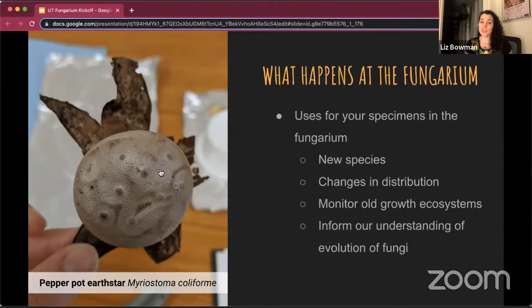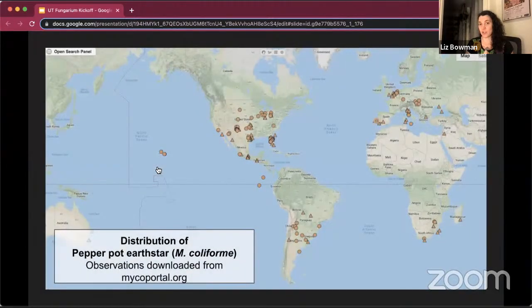And with this, I also want to talk about how you can use this information. So with this, we're going to do an example. Barbara mentioned that herbaria are open source, which is a new term for something that's been around for a long time. You are welcome to go to Microportal and use this data. Here I did a search for this pepper pot earth star, and I pulled up all of the samples that are available in herbaria and museums. And so you can see that the distribution is global here. You can limit it by region.